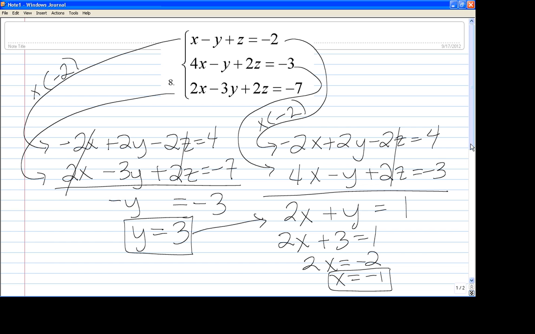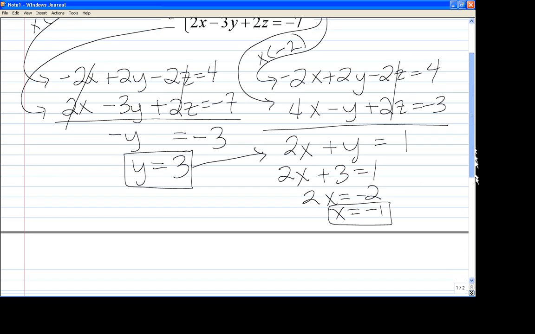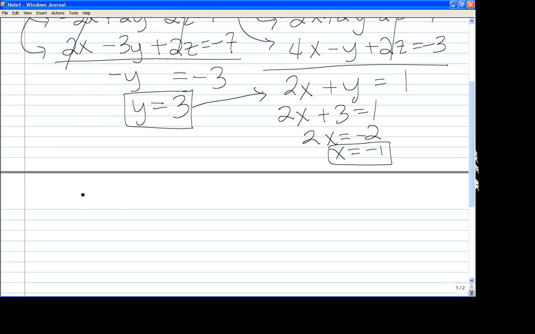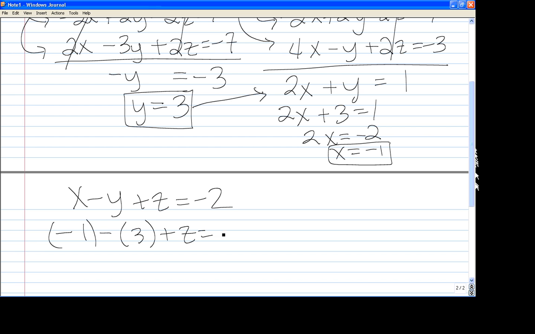So I'm going to use that first equation, but I'm going to move the screen down just a little bit. x minus y plus z equals -2, where x is -1 minus y, which is 3, plus z, which is what we're looking for, equals -2. So you get -4 plus z equals -2. Therefore, z is equal to 2. So that's just one way you could have solved it.